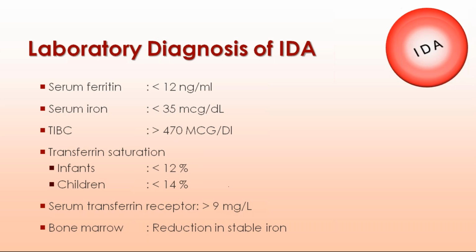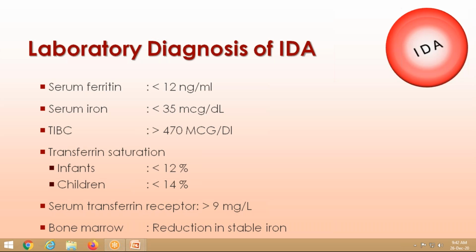And the other laboratory investigations, this is the second level. We don't do these routinely, but for confirmation, especially in management, sometimes we do this. The serum ferritin level less than 12 nanograms per ml is diagnostic of iron deficiency anemia. Serum iron usually is not so diagnostic, because serum iron levels may vary, and in inflammation it may come down also. But the cutoff level for serum iron is anything less than 35 micrograms per deciliter is iron deficiency anemia. But TIBC is more diagnostic, that is total iron binding capacity more than 470 micrograms per deciliter is typically diagnostic of it.